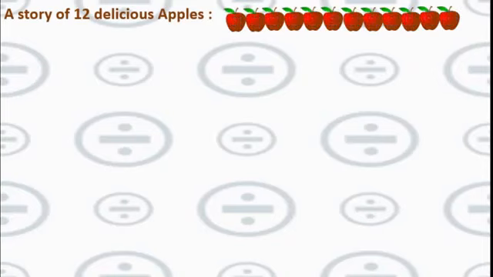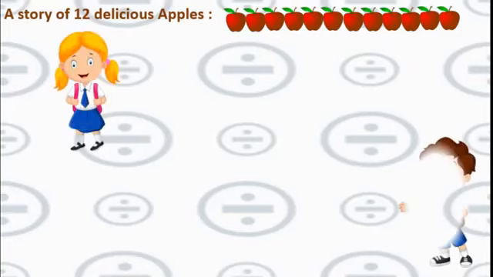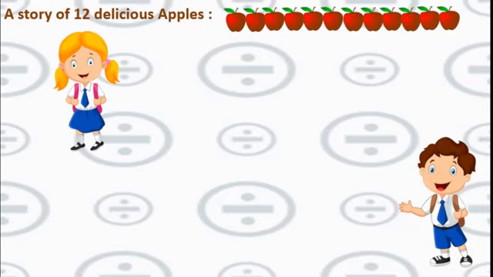Now here we can see one story. A story of 12 delicious apples. Yummy, isn't it? We will go through this story. Here 12 delicious apples we can see. Okay, first there are only 2 students. See this, one boy and one girl. Okay, now we have to distribute these 12 delicious apples among these 2 students.